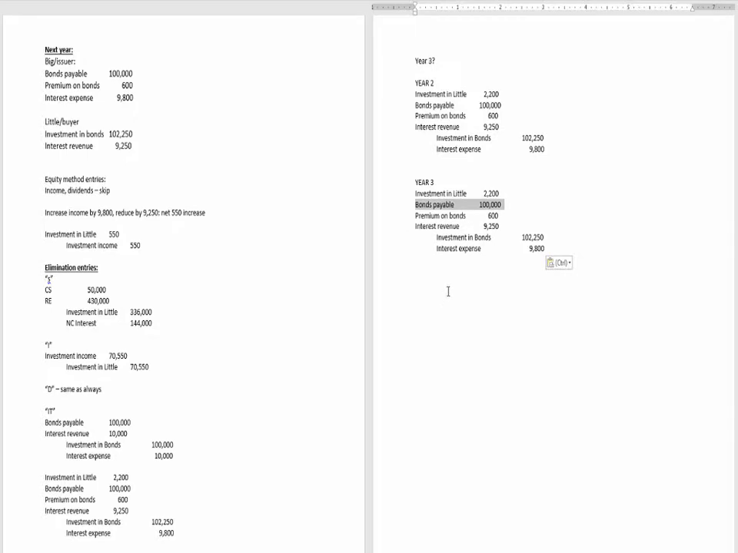Bonds payable, still $100,000. We're using straight line amortization, so interest revenue and interest expense are going to be the same as well. What's going to change is the premium. The premium is being amortized at $200 per year, so the premium's down to $400. The investment in bonds, that premium is being amortized at the rate of $750 per year, so this is now down to $1,015. And finally, the amount of the realized but unrecognized loss being carried forward is now down to $1,650.